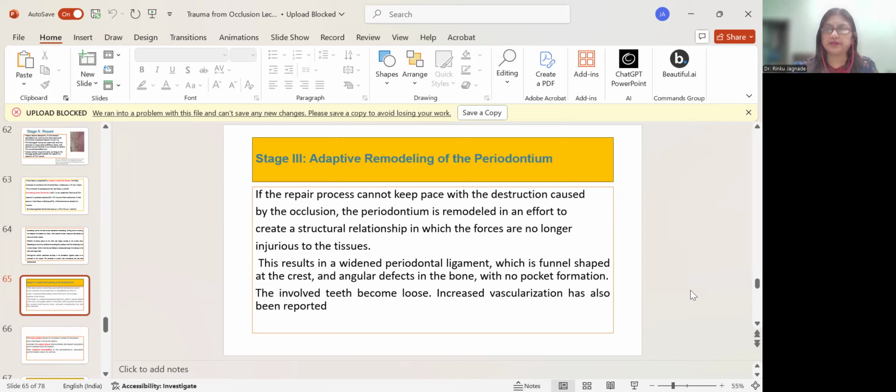The periodontium is remodeled in an effort to create a structural relationship in which the forces are no longer injurious to the tissue. So, if the repair process is a little bit slow as compared to the destructive process, now what happens? Body tries to protect itself. In that case, the periodontium remodels itself.